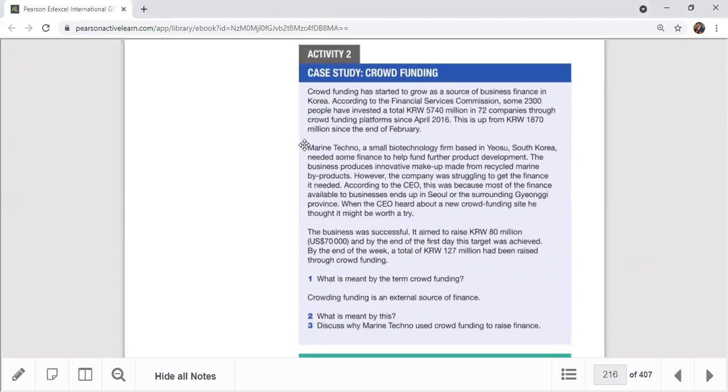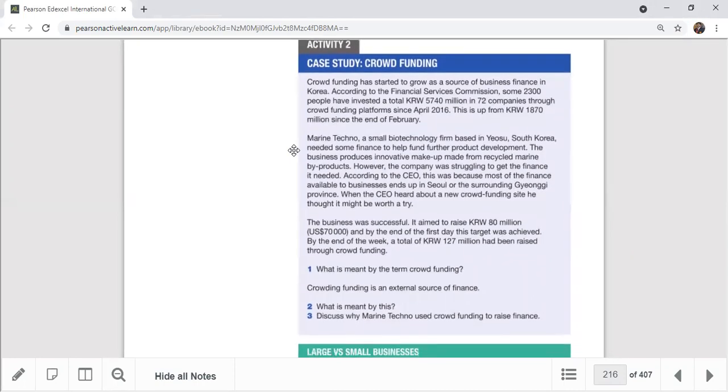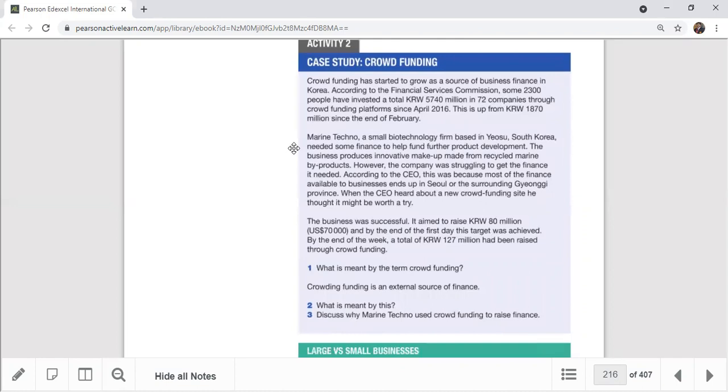Okay, first of all, we'll go to this activity. Activity number 2, crowdfunding. Crowdfunding has started to grow as a source of business finance in Korea. According to the Financial Service Commission, some 2,300 people have invested a total of KRW 5,740 million in 72 companies through crowdfunding platforms since April 2016. This is up from KRW 1,870 million at the end of February. So there was an improvement in crowdfunding.